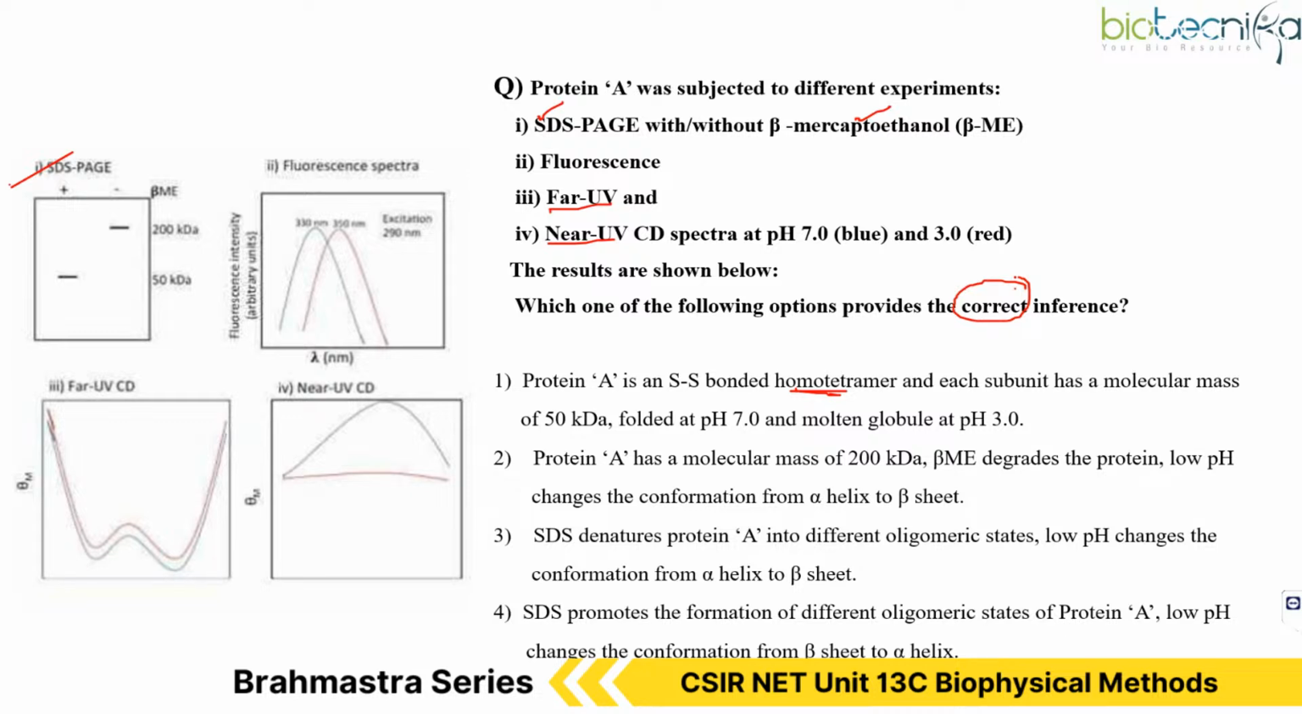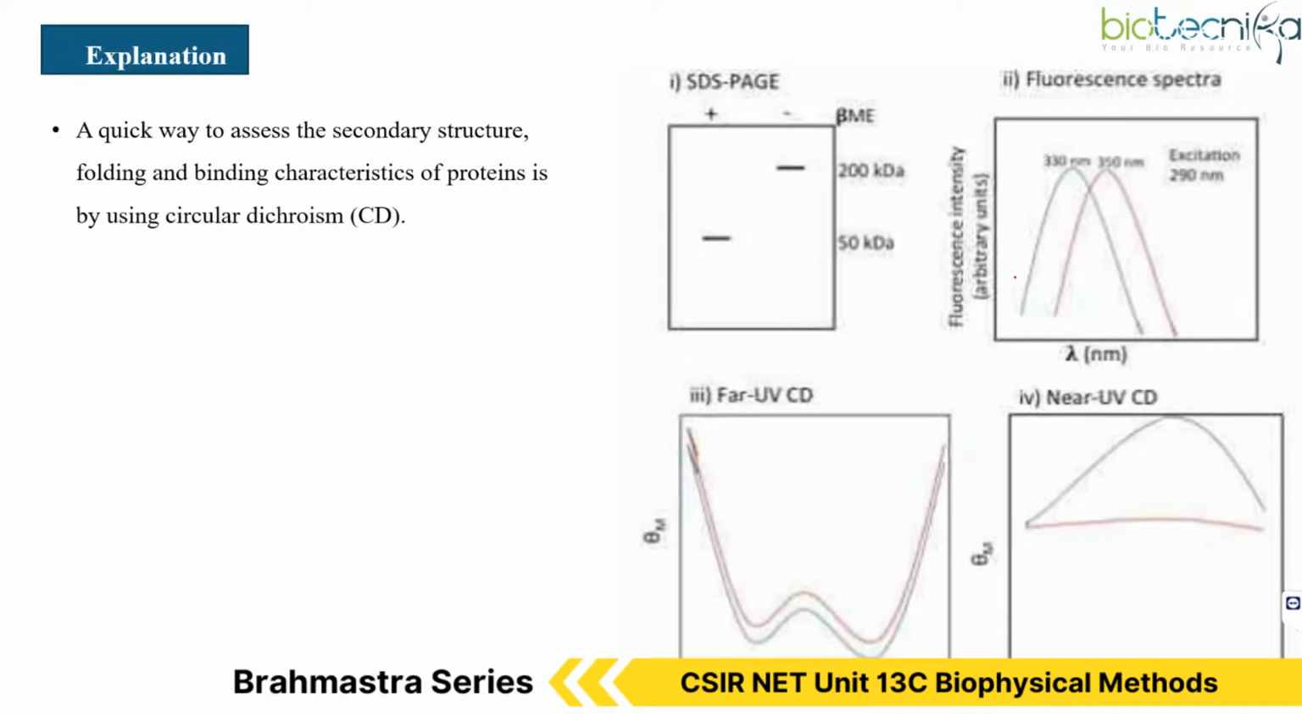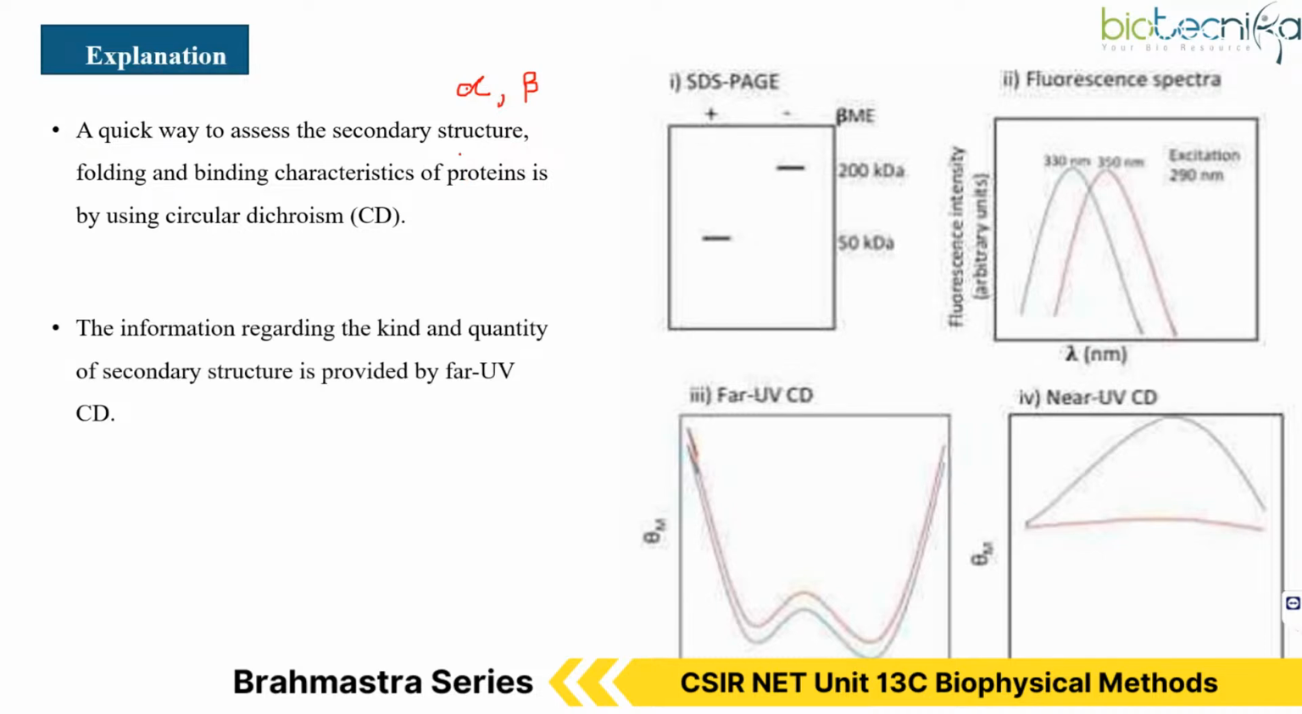These types of questions are very scoring and you can often get them in the exam. So as I told you, to solve this question, you should be familiar with the role of SDS, beta mercaptoethanol, what far UV, near UV circular dichroism spectra indicate, right? So always remember, in order to determine the secondary structure, you have alpha helix, beta sheet structure, right? And tertiary structure is your folded structure, right? Three-dimensional structure.